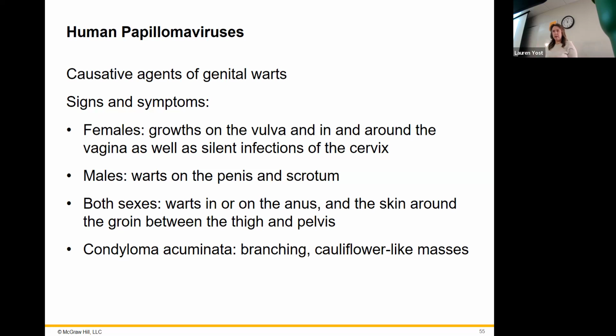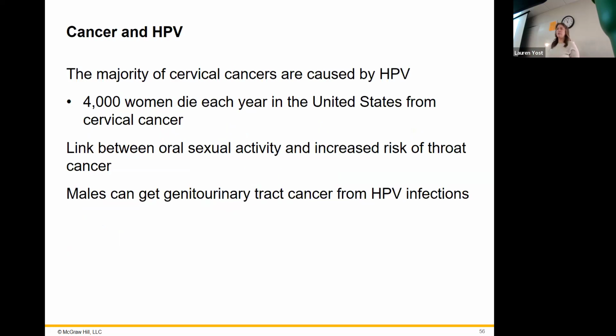And what can you do about that? But yeah, you can have condyloma acuminata, which is like massive cauliflower-like branching masses of warts if you do get genital warts from HPV. But the strains that cause the warts are not the same as the strains that cause the cancer. Usually the cancer-causing ones are the ones that don't have warts.